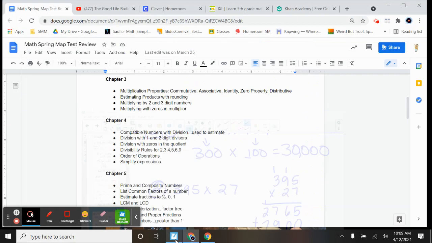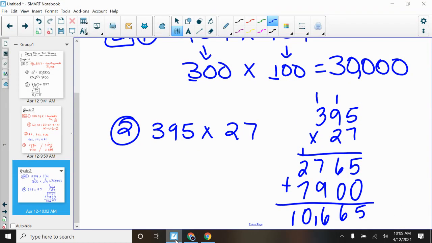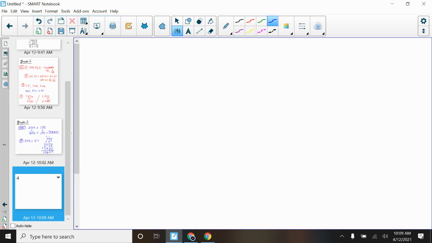All right, the last little bullet point in chapter 3 is multiplying with zeros in the multiplier. We're not even going to practice one of those, but it just means that instead of these being all numbers, one of these would have a 0 inside of it. Okay. That's all it means. So it'd be like 305 times 27. Okay, that's chapter 3. Any questions on chapter 3? No. Okay, let's move on to chapter 4.